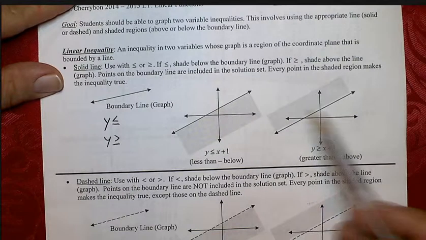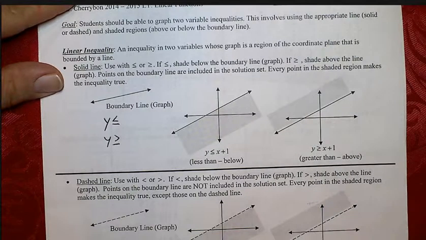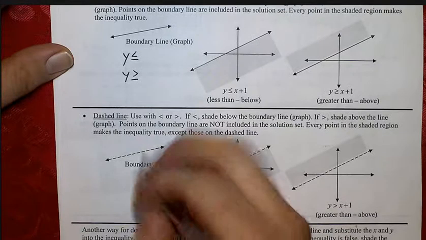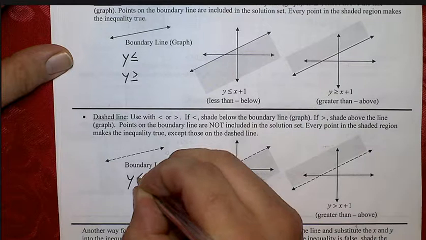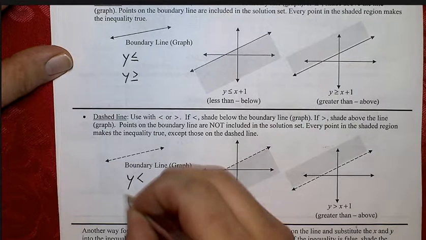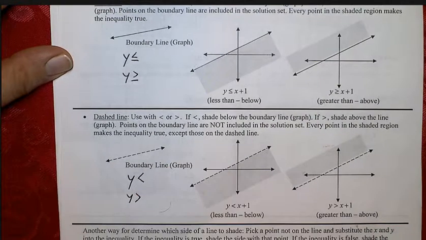Then for a dashed line, if you just have the regular inequality without the equal to part, then it's going to be a dashed line. Think of this kind of like your open dot versus solid dot. Open dot, open line, solid dot, solid line.